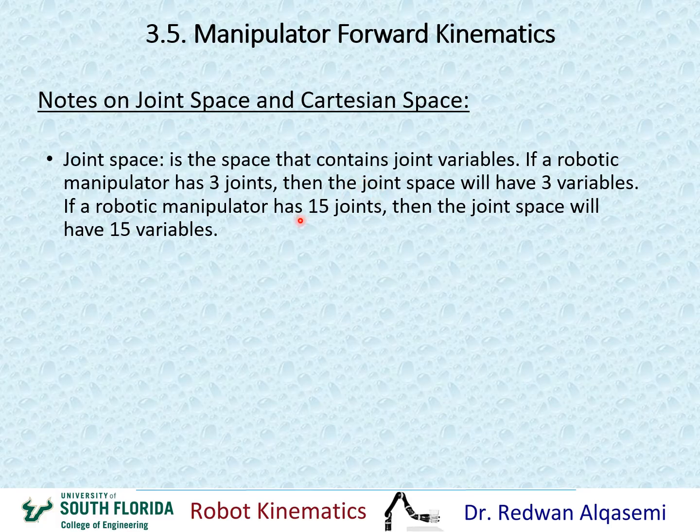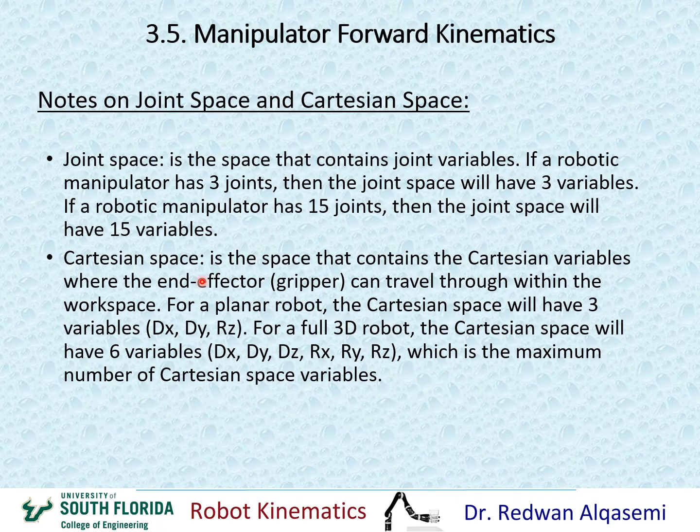If we have a robot that has 15 joints, that means the joint space will have 15 variables. Each variable carries the variable for that joint. Okay, so the joint space describes how many joints you have in your robot. All right. Whereas Cartesian space is the space that contains the Cartesian variables at the end effector.